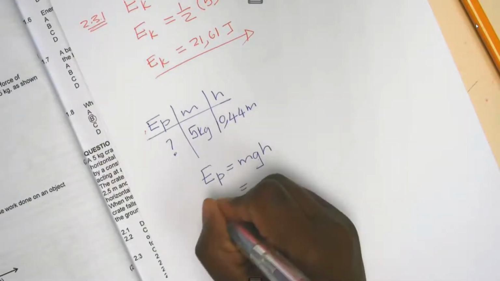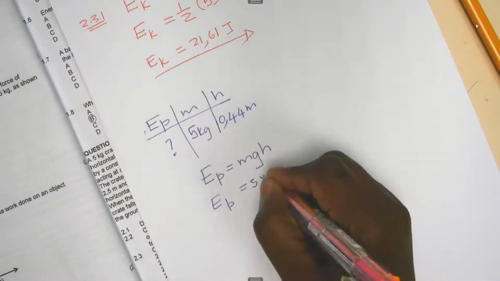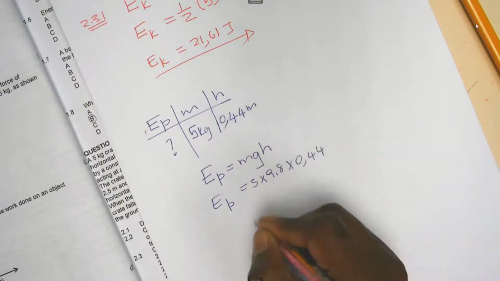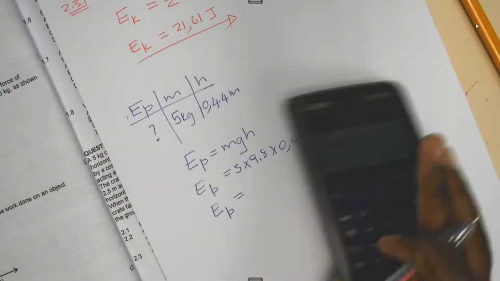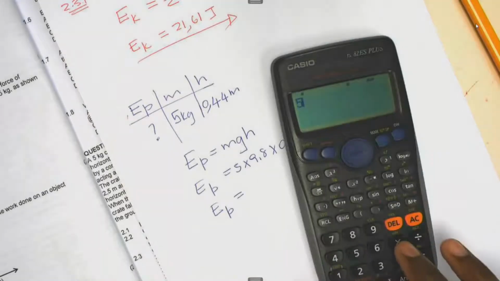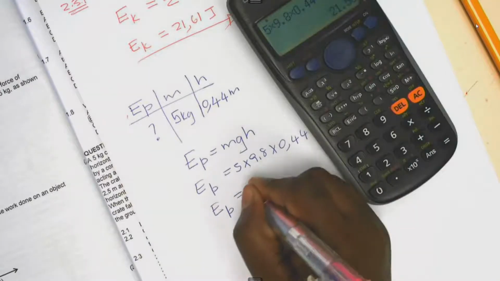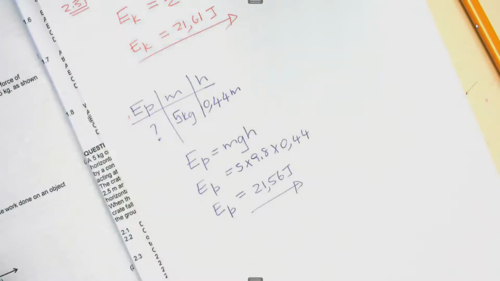And then you substitute. EP is equal to 5 times 9.8 times 0.44. On your calculator, 5 times 9.8 times 0.44 gives us 21.56 joules. We are dealing with energy, so the unit is a joule.